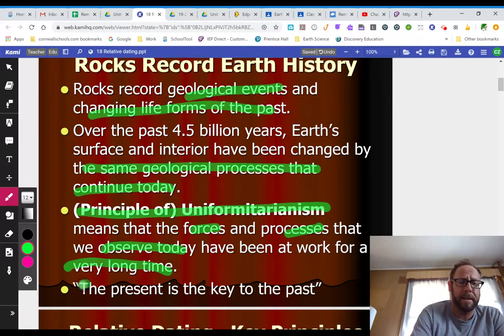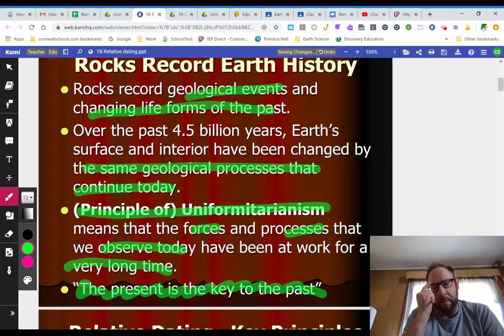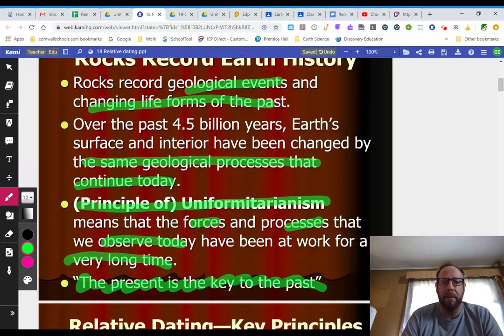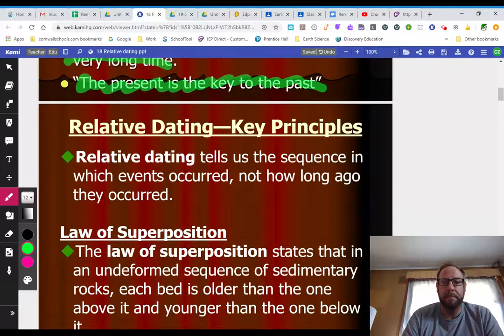And we like to say in science that the key to the present is the past. We look at the present events and we say, well, those same processes must have happened a long time ago. The Earth hasn't changed that much in its process.